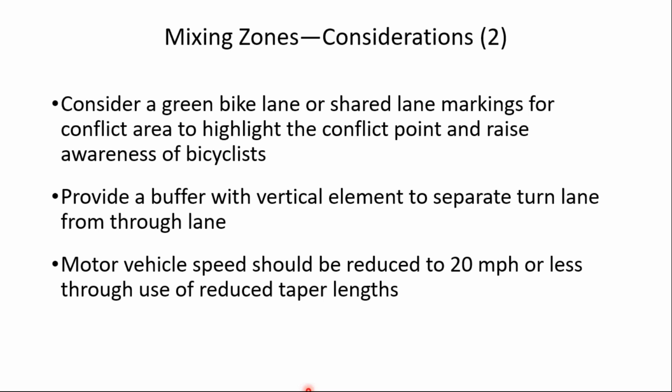Consider a green bike lane or shared lane markings for the conflict area to highlight the conflict point and to raise awareness of bicyclists. Provide a buffer with vertical elements to separate the turn lane from the through lane, and the design should reduce motor vehicle speeds to 20 miles per hour or less.